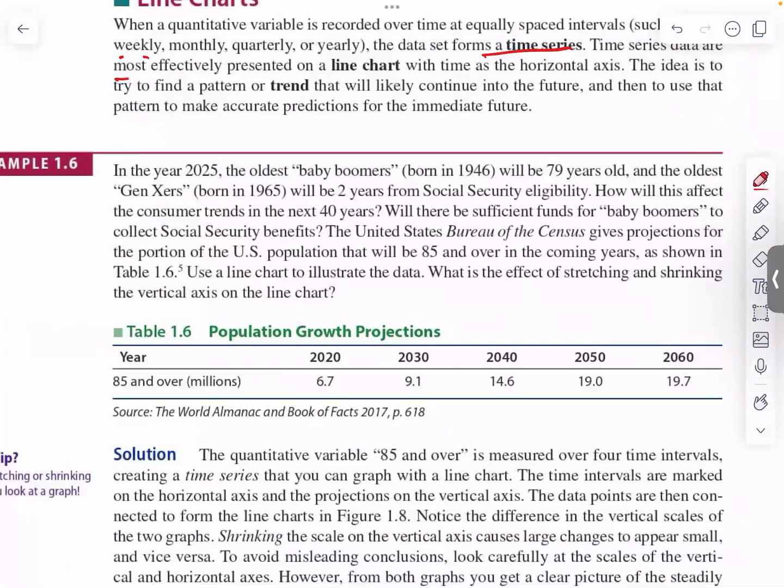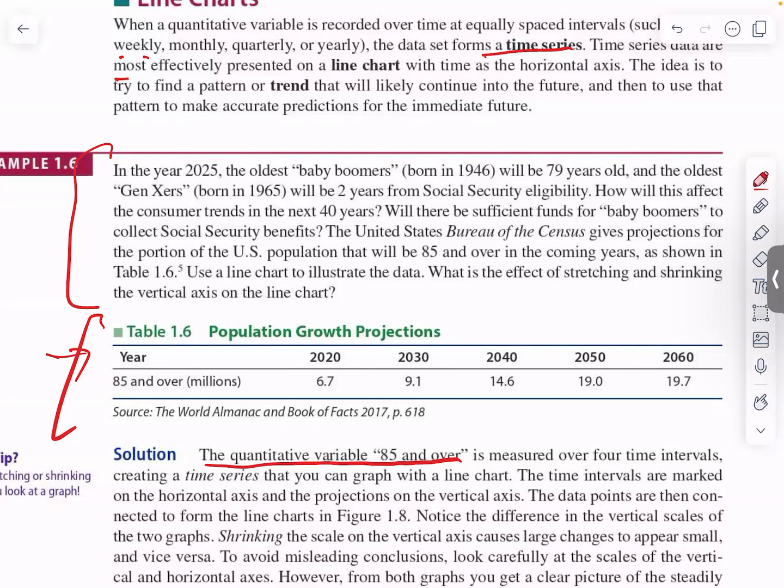Okay, now I won't read all this. I'll just go straight. So you have a year, population growth projections, shown in this table from 2020 up to 2060. They want to project the population growth. So this is quantitative. The quantitative variable, 85 and over, is measured over 4 time intervals.